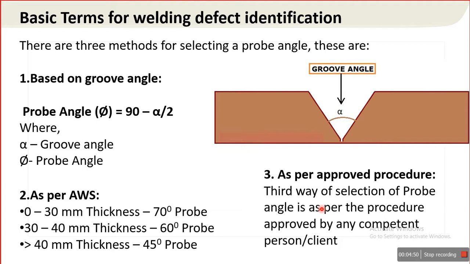So the first method, as per the groove angle, we can select the probe angle. The second one, as per the standards, depends on thickness of material. So for 0 to 30 mm, a 70-degree probe; 30 to 40 mm, a 60-degree probe; and more than 40 mm thickness, a 45-degree probe angle. So this is the selection of probe angle for welding inspection.